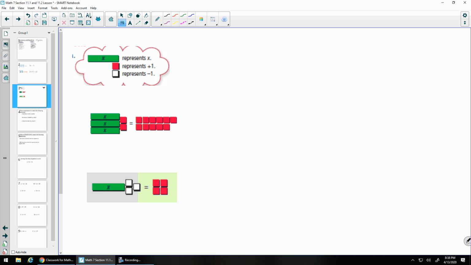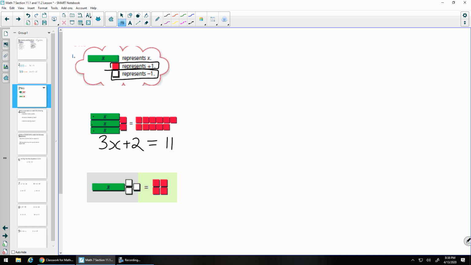So in this equation, you have 3 x's, 1, 2, 3. They're 3 unknowns, so it's 3x. We have these 2 red squares. A red square represents +1. This is from your textbook. A white square represents -1. So this is 3x. We also have 2 positives, so we're adding 2. And we're saying that that is equal to 1, 2, 3, 4, 5, 6, 7, 8, 9, 10, 11. So 3x plus 2 is equal to 11.